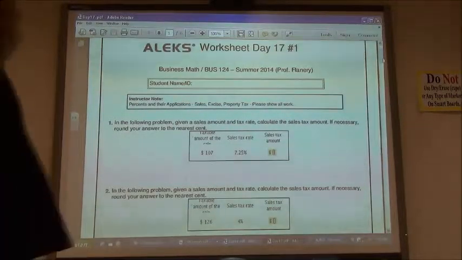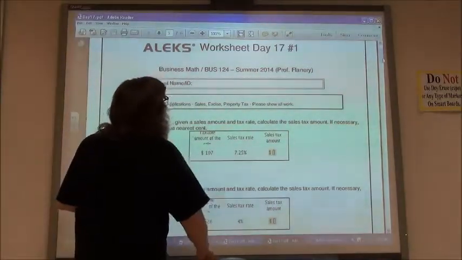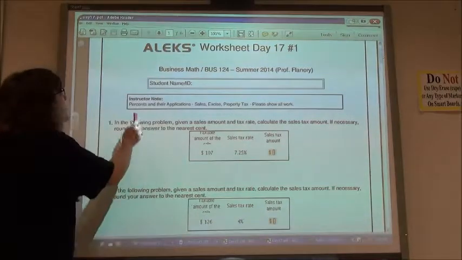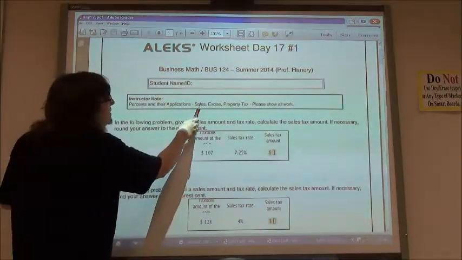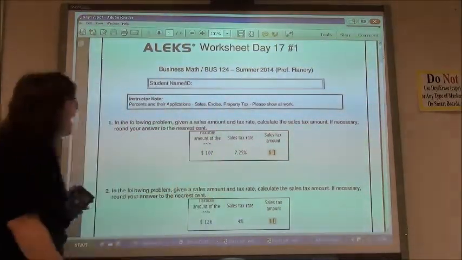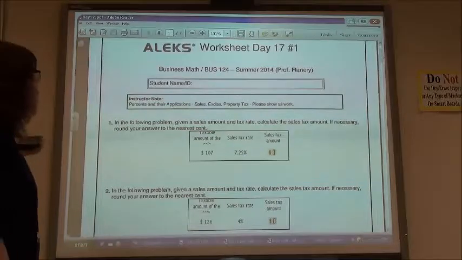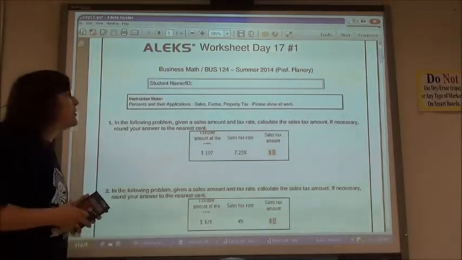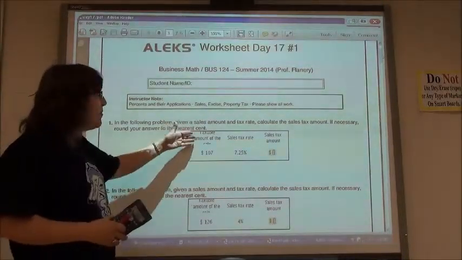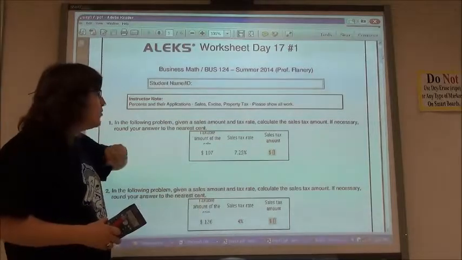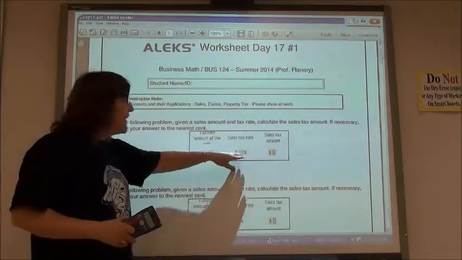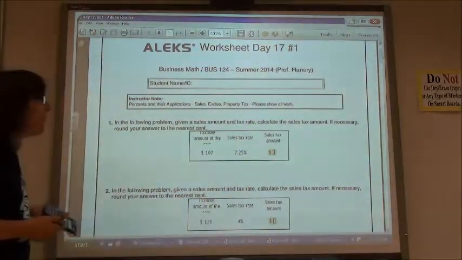All right, for Business Math Worksheet Day 17, we're doing percents in their applications: sales, excise, and property tax. In the following problem, given the sales tax amount and tax rate, calculate the sales tax amount. If necessary, round your answer to the nearest cent. The taxable amount of the sale was $107. My sales tax rate is 7.25%.